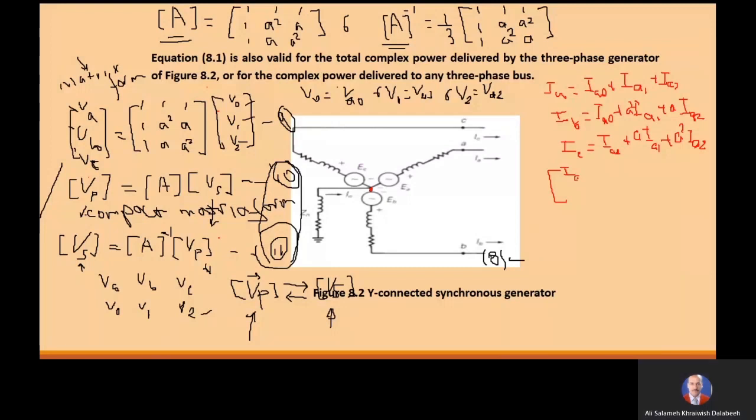IA, IB, IC is equal to the matrix with rows 1, 1, 1; 1, A square, A; 1, A, A square, multiplied by I0, which is IA0, I1, I2.